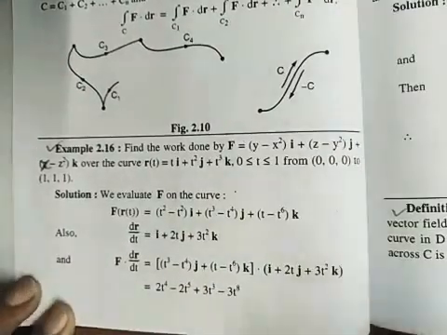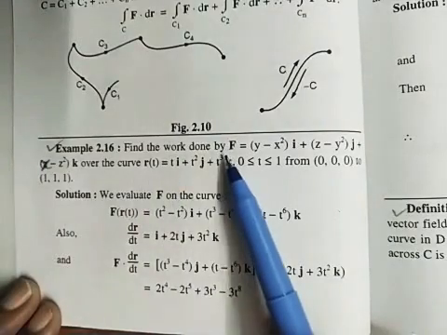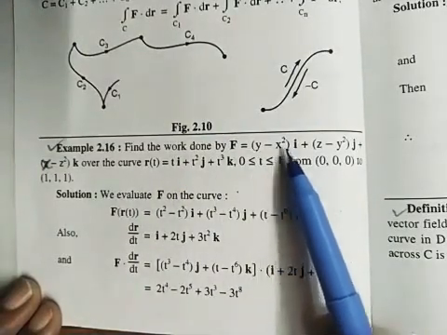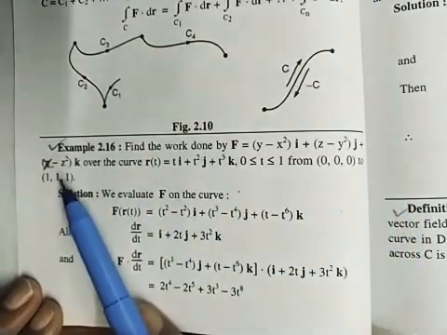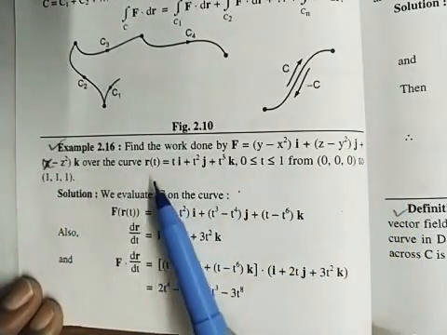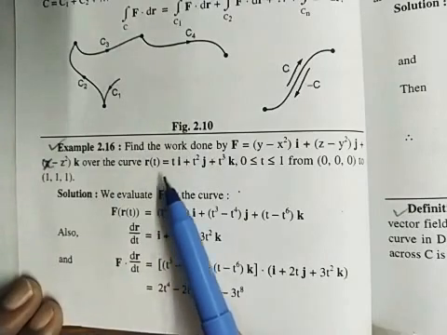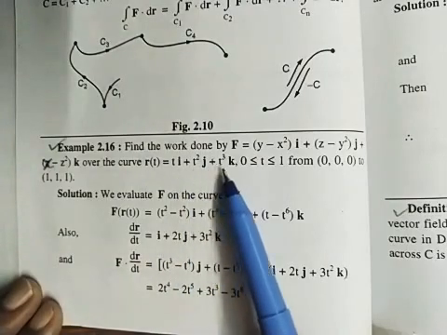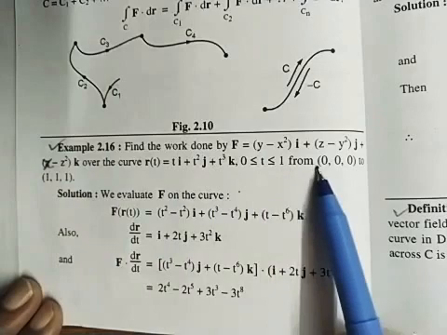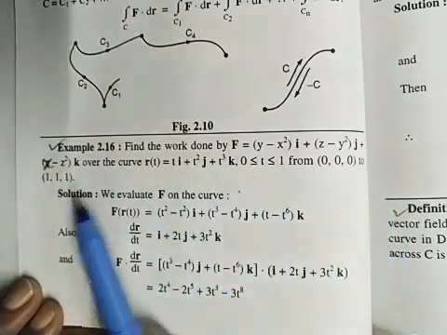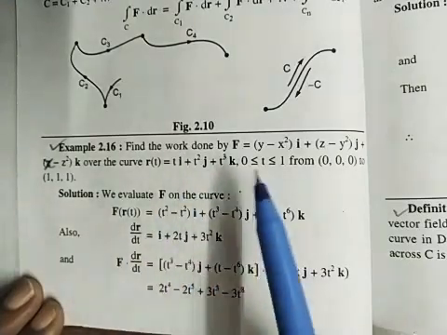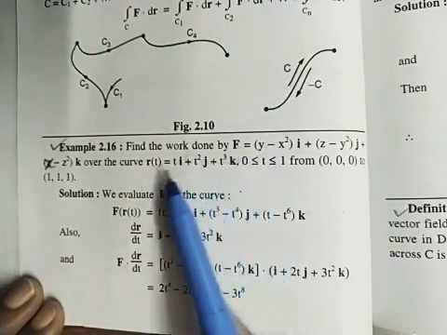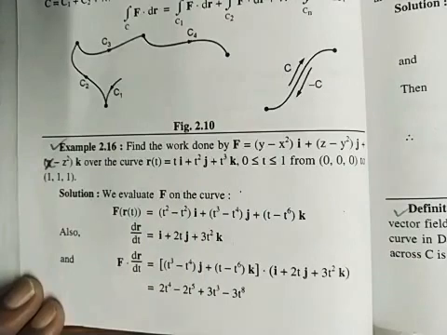Next example, find the work done by capital F equal to (y minus x square) i plus (z minus y square) j plus (x minus z square) k over the curve r(t) equal to t i plus t square j plus t cube k, t between 0 to 1, from point (0,0,0) to (1,1,1). So we have to find out the work done. For that, again capital F is given, r(t) is given. What is the formula? Integration of F(r(t)) dot dr by dt.